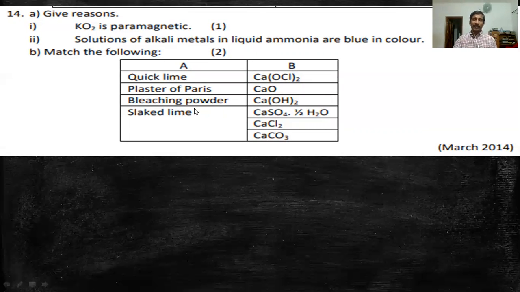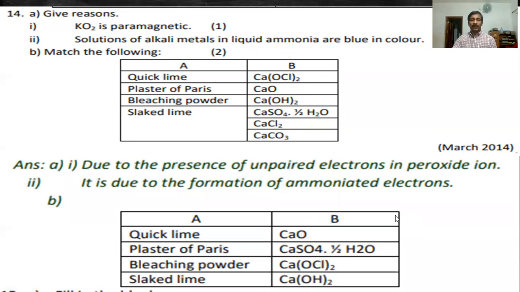Match the following. Quicklime. What is quicklime? Calcium oxide. Where is it? Here, calcium oxide. Plaster of Paris, CaSO4 half H2O. Bleaching powder, CaOCl2. Slaked lime, Ca(OH)2. You can see it.